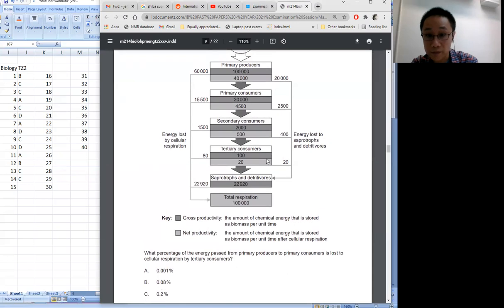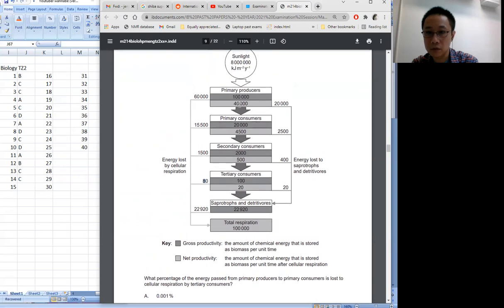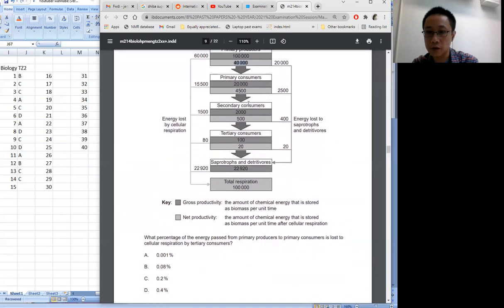So much information. On the left-hand side, the tertiary consumers lose 80 units of energy, while the primary producer passes on how much? Well, it passes on a lot here, 40,000 units. So I'm guessing you had to do 80 divided by 40,000, and I think that's 0.2%.